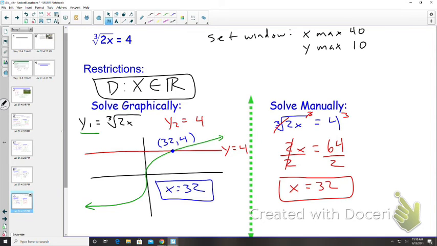Okay, if it's a cube root, typically it is always going to look like this little kind of swivel.